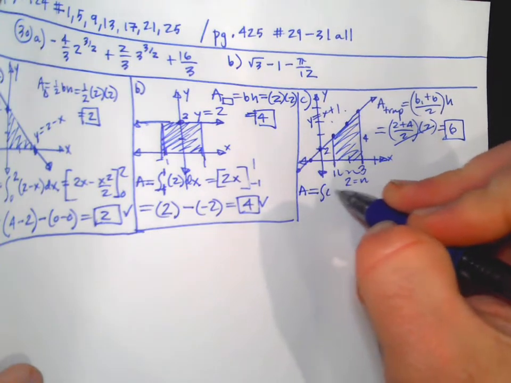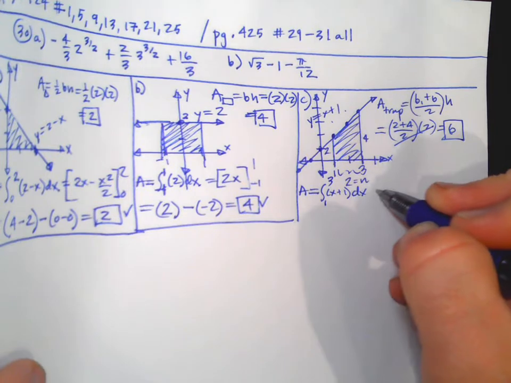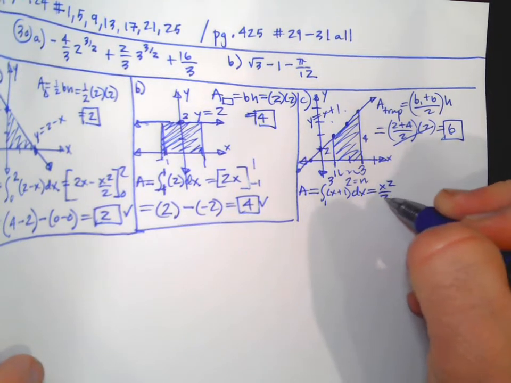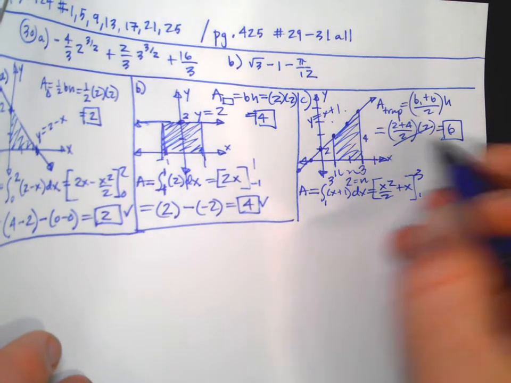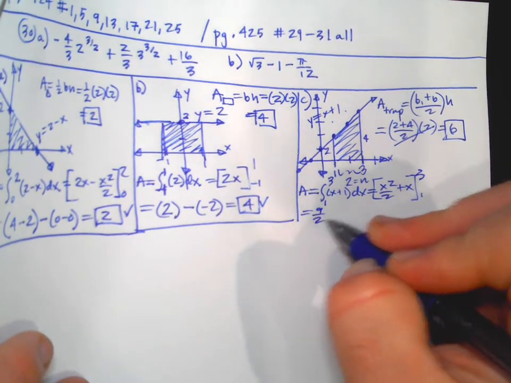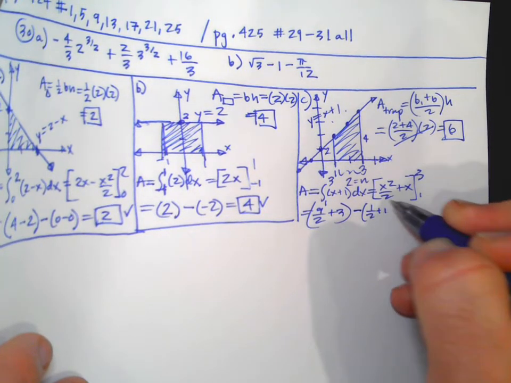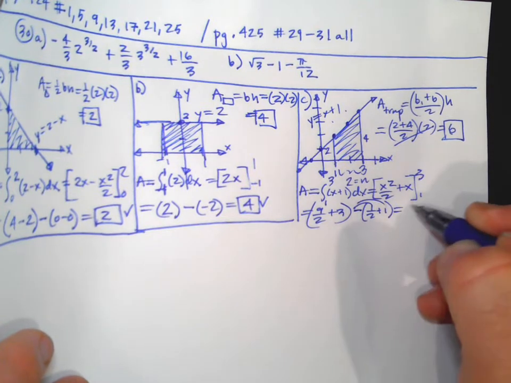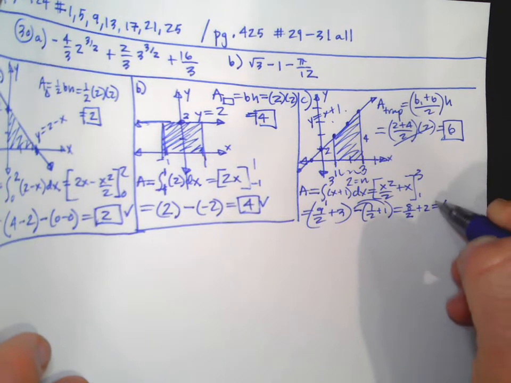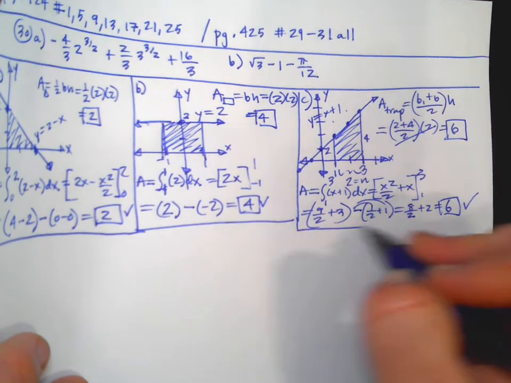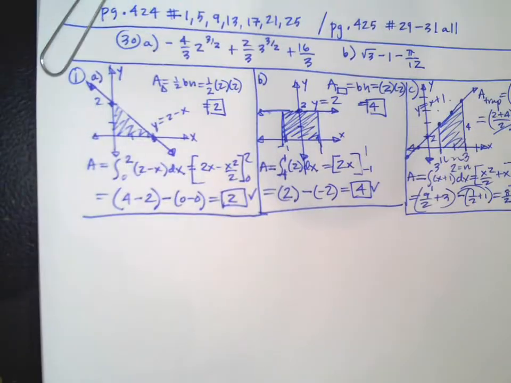Or we could integrate x plus 1 dx from 1 to 3. We get x squared over 2 plus x from 1 to 3. At 3, you get 9 halves plus 3, minus 1 half plus 1. Distribute, you get 8 halves plus 2, which is 4 plus 2, which is 6. Same answer. Good to know. All right, so that's geometry and using calculus.